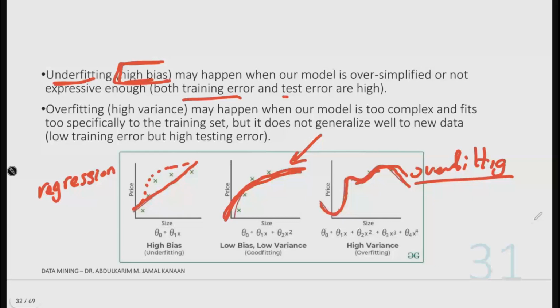Okay. How about high variance? High variance is different. Here in overfitting, we're not talking about bias. We're talking about variance. What do we mean by variance? Variance means comparing the performance of the model during training time and testing time. Clear?